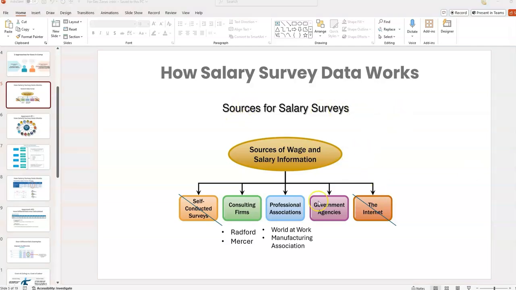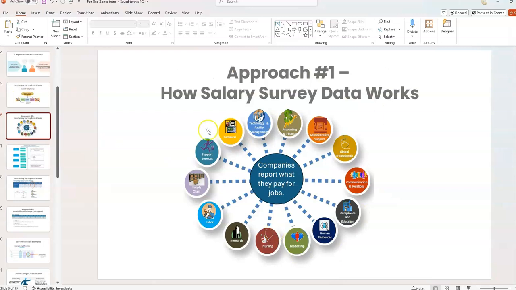For sources of salary surveys, you're typically going to be purchasing them from a large consulting company or maybe smaller professional associations. There are some examples here. Radford and Mercer are the very large companies, or you may find industry-specific associations that have smaller surveys, but they're all specific to your industry. Okay, so that's where you can find survey data, but how does it work?